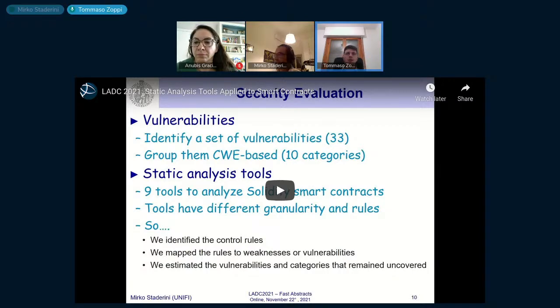Okay, so if there are no other questions, please, one question, a curiosity. Congratulations, Mirko, for the work. Do these tools analyze smart contracts of other platforms than Ethereum Solidity, like Hyperledger?